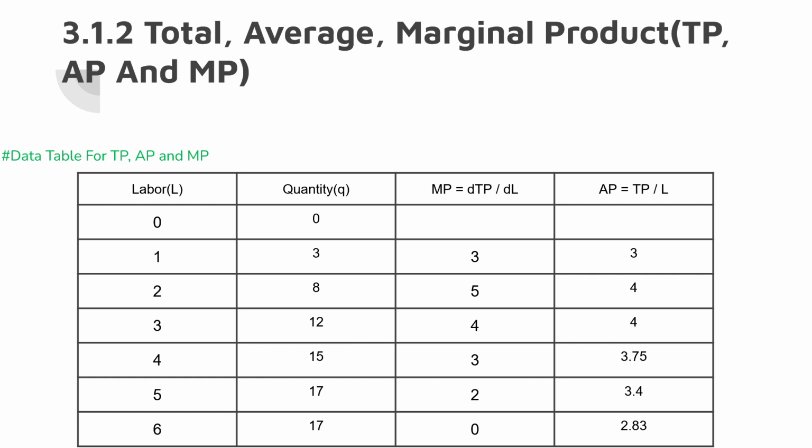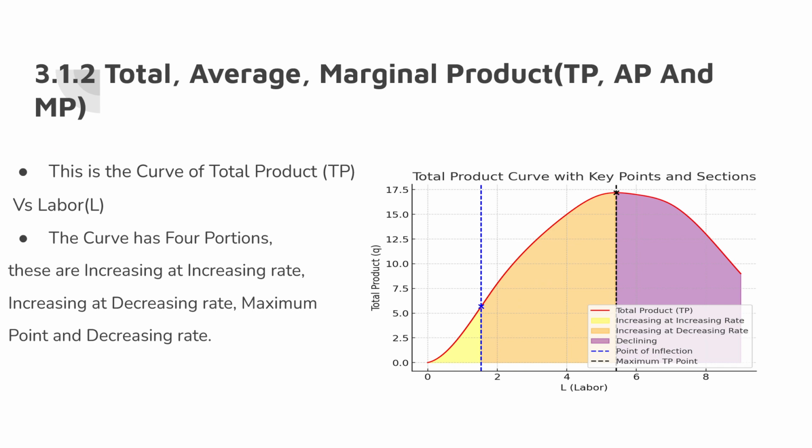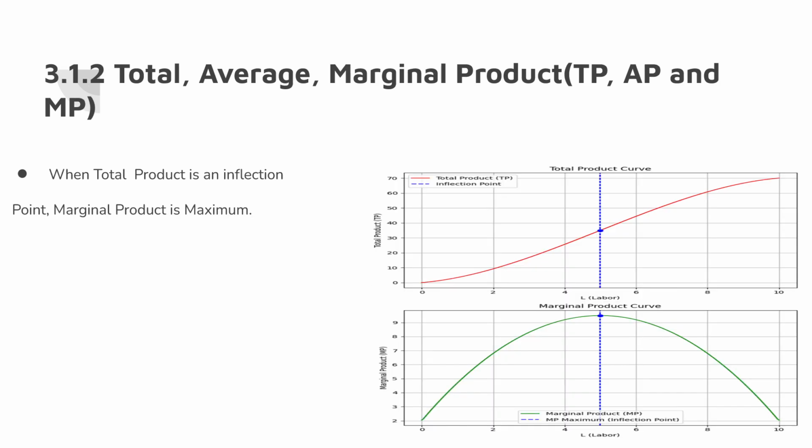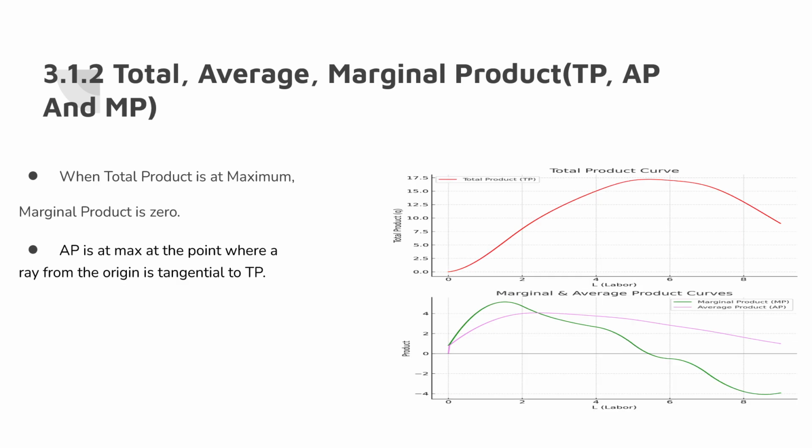We divide the production process into three stages. TP increases at increasing rate, TP increases at decreasing rate, and TP declines. In the graph shown, we see how MP and AP behave alongside TP. MP peaks first and then declines, intersecting AP at its maximum point.